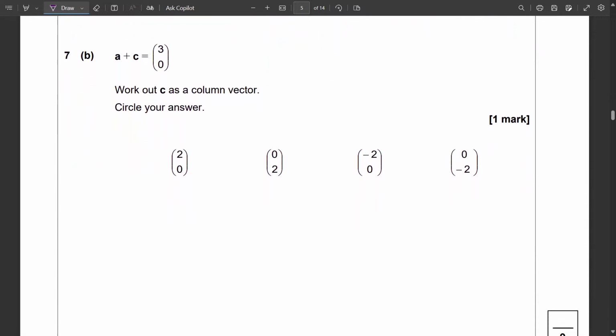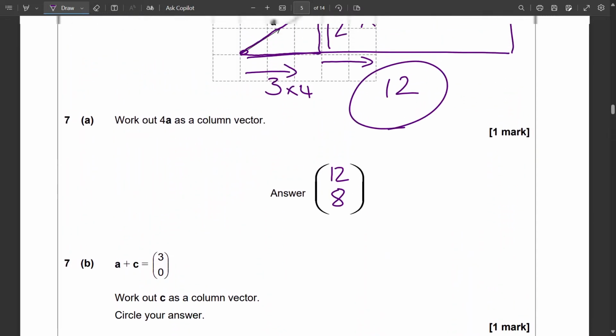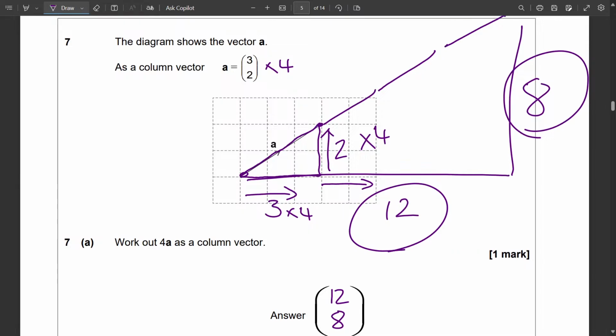I'm going to be moving up onto the higher as well. So these are all grade 4 questions as soon as you get into the vectors. It says vector A plus C is equal to (3, 0). Work out C as a column vector. So we already know the vector A given to us, (3, 2).